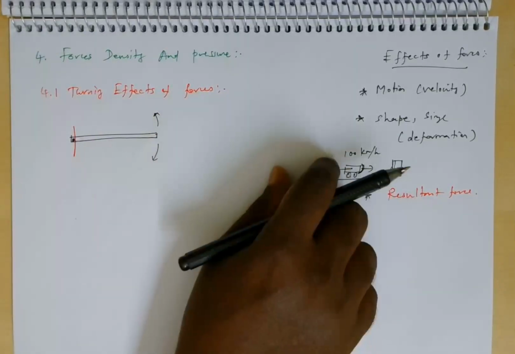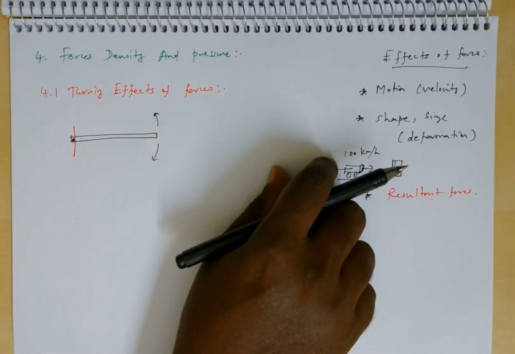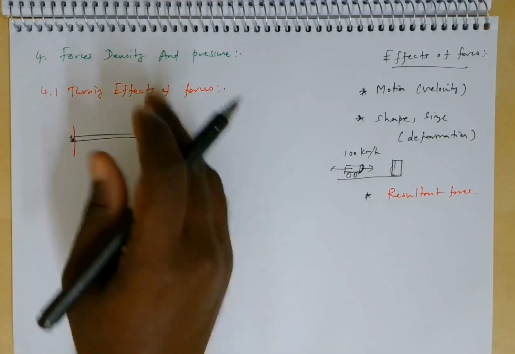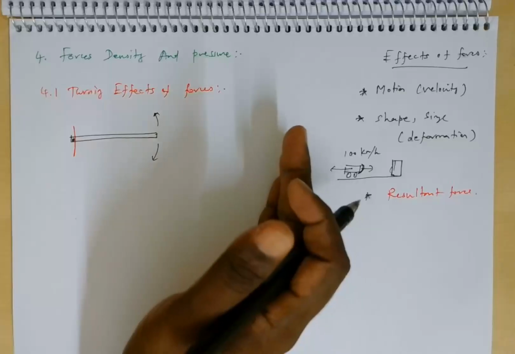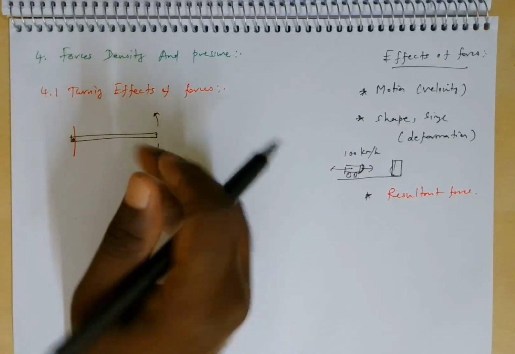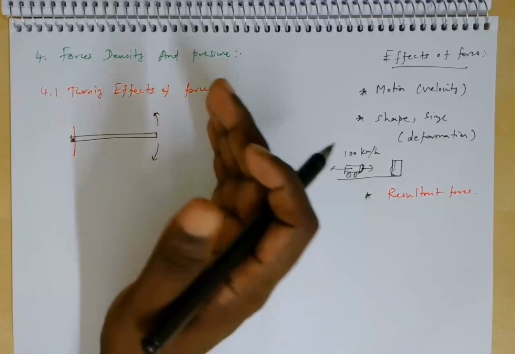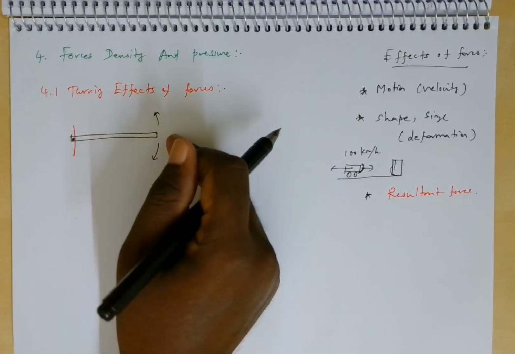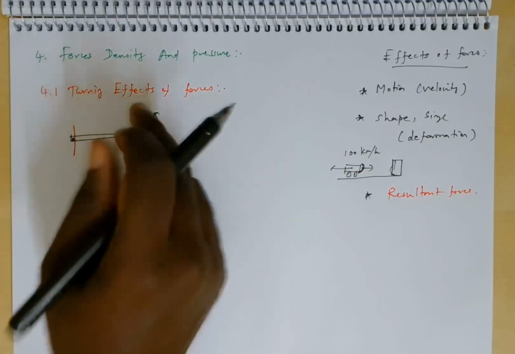What will happen? It will turn either clockwise or anti-clockwise. This is what we call the turning effect. So the force is utilized to turn. Remember, changing direction is different from turning. Here the force is only utilized to turn, so that's why it's called the turning effect.